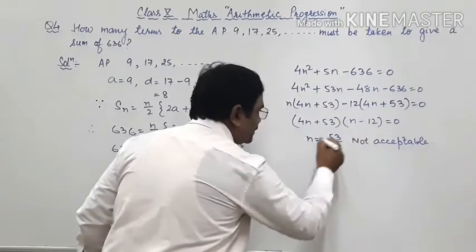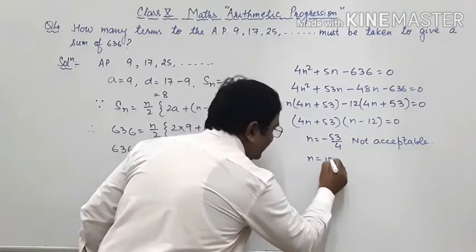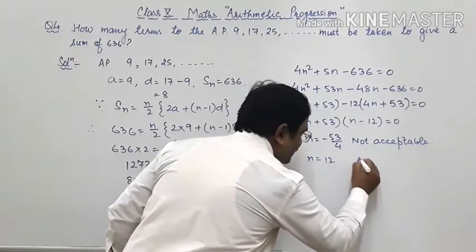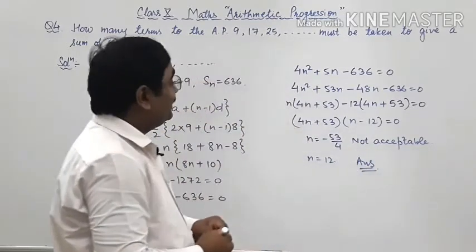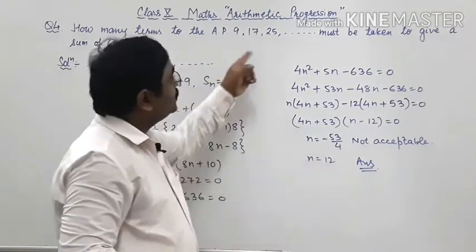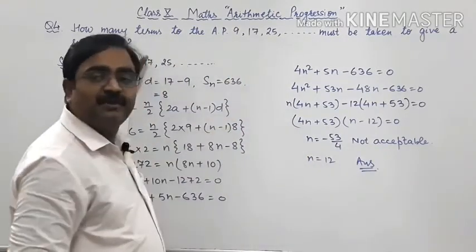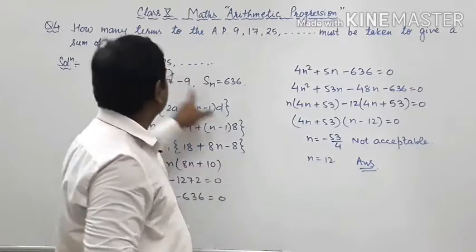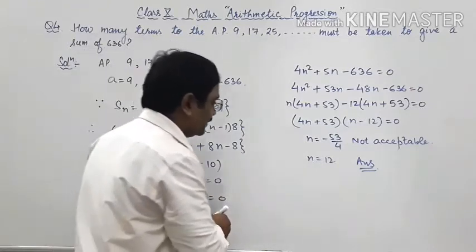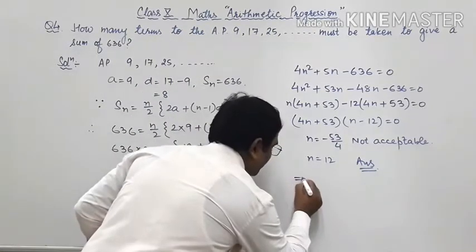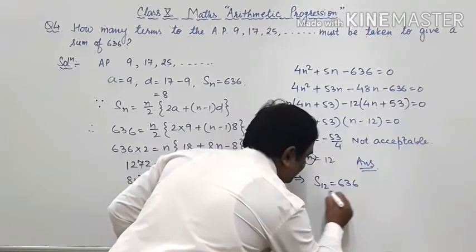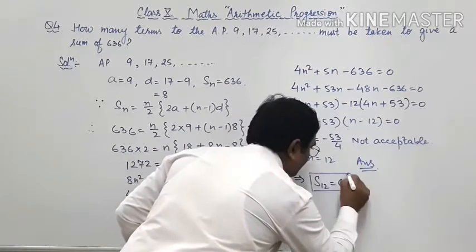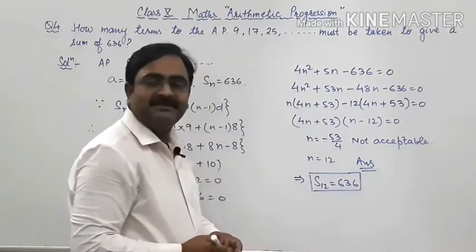And from this you will get n is equal to 12, that is our answer. It means that 12 terms must be taken together, so the sum of these 12 terms is equal to 636. Therefore S12 is equal to 636 is our required answer.